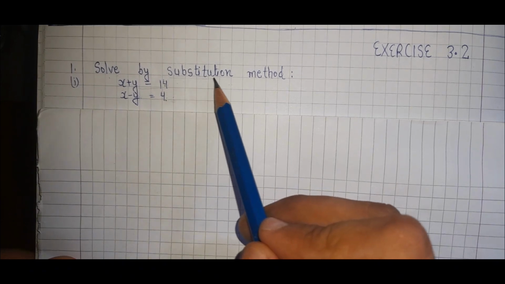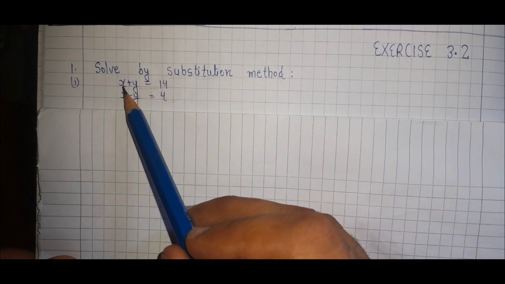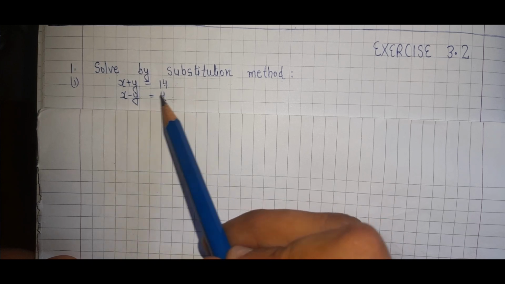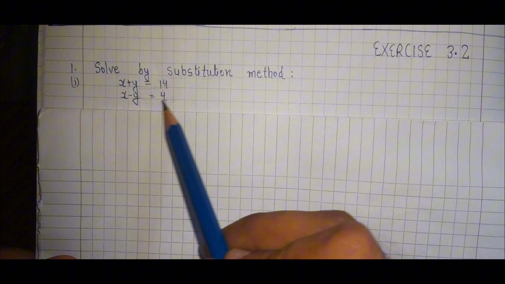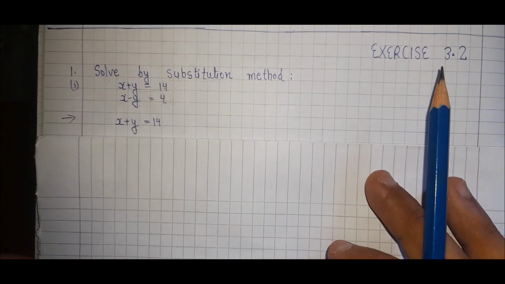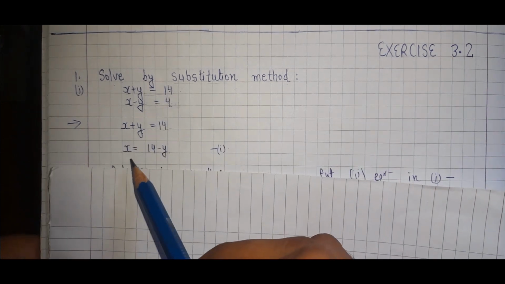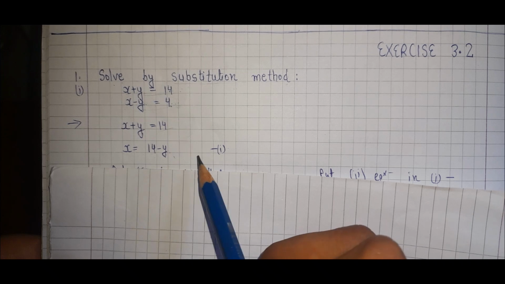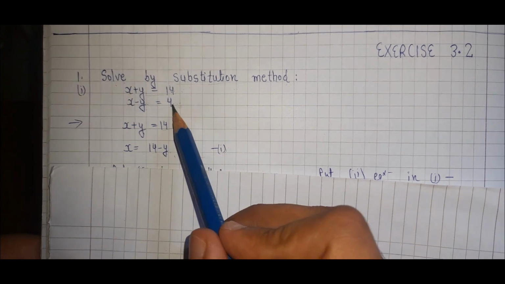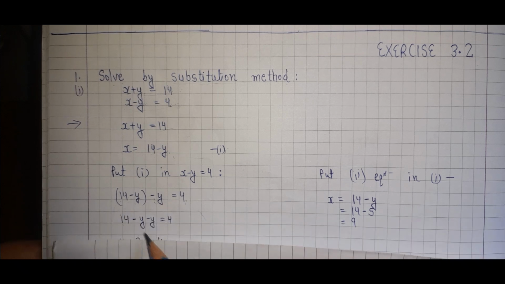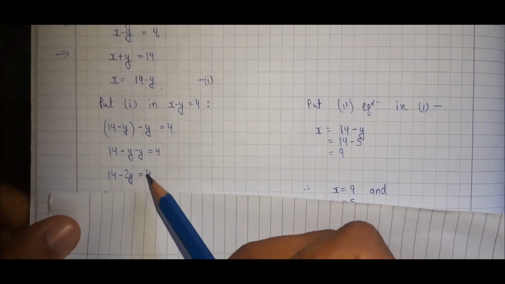In this method, we have to find the value of x or y from the first equation and then put this value in the second equation to find the value of the other variable. So from x + y = 14, x = 14 - y. Now putting this value in the second equation, we will have 14 - y - y = 4. Minus y minus y is minus 2y.